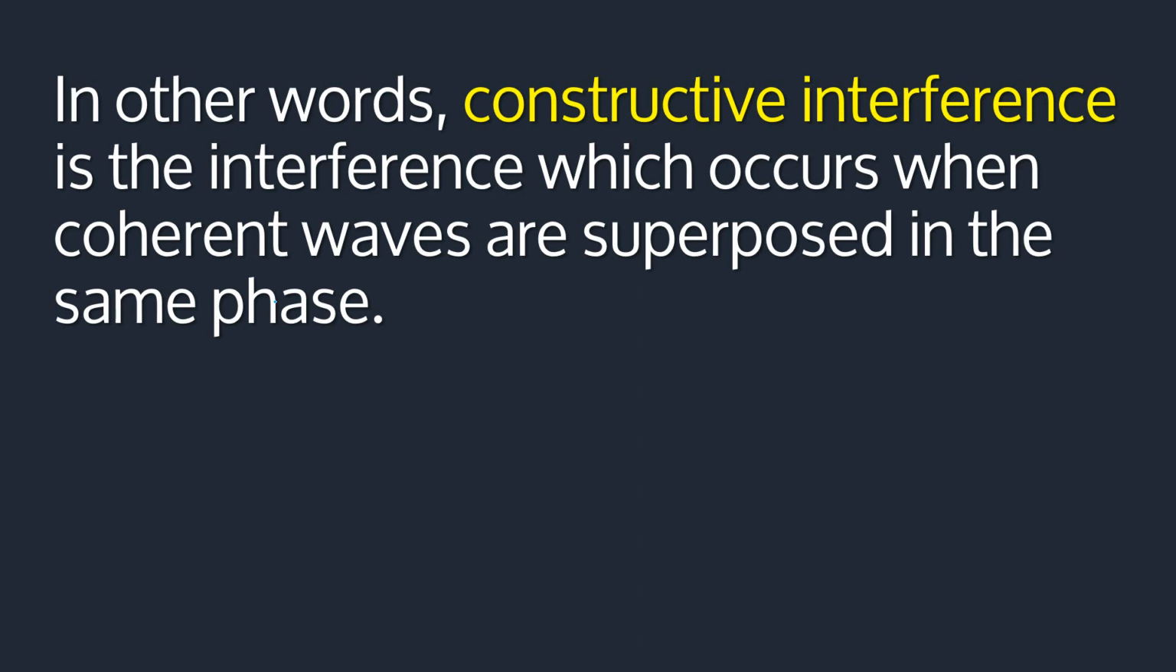In a simple way, because sometimes when we use some of these words they confuse students, you can even define constructive interference as the type of interference which occurs when crests of coherent waves overlap.